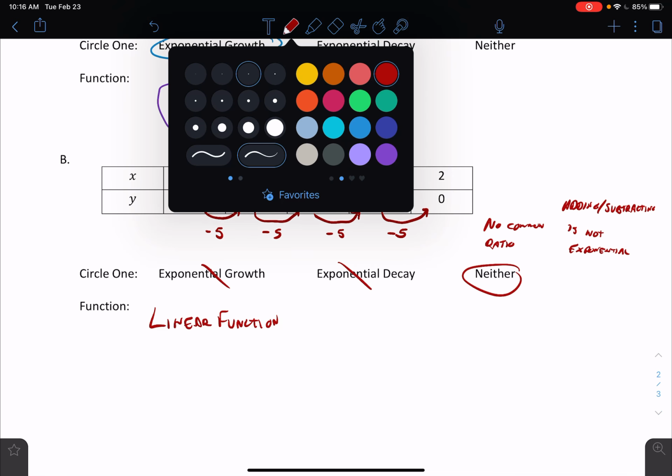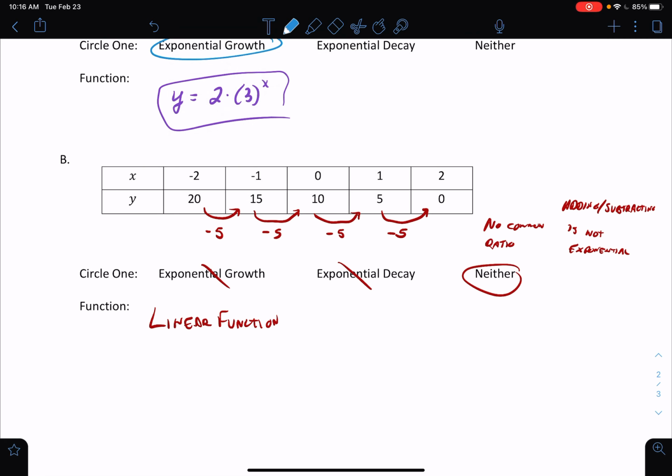So if this is a linear function, and this is kind of review, we start at 10 and we subtract 5 each time. So if we got y equals mx plus b, our starting value is 10, and our slope, what we're doing each time, is -5. So this would be that function. Again, this is just review on how to write a linear function based off a table.